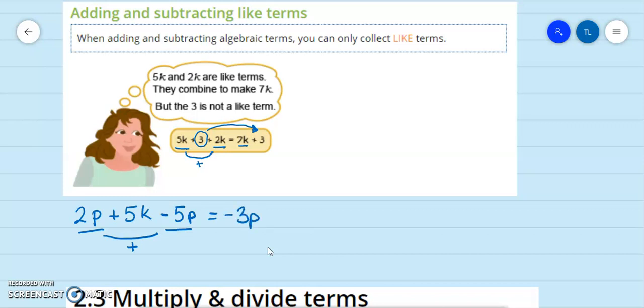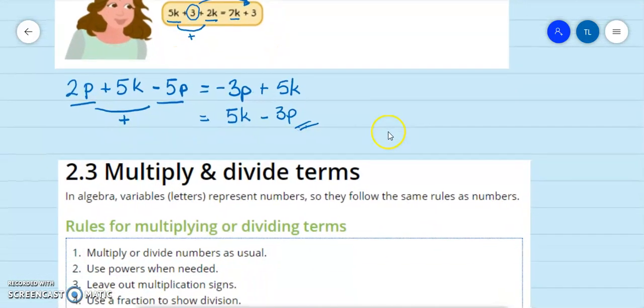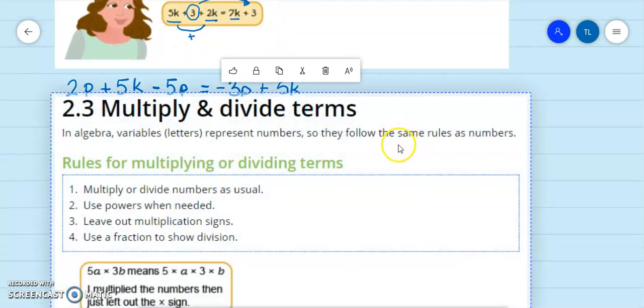How about the k? The k is an unlike term with the p. So we have plus 5k, leave it. Because k comes before p in alphabetical order, we can write it as 5k minus 3p, like that. I think you will understand about the addition and subtraction of like terms.